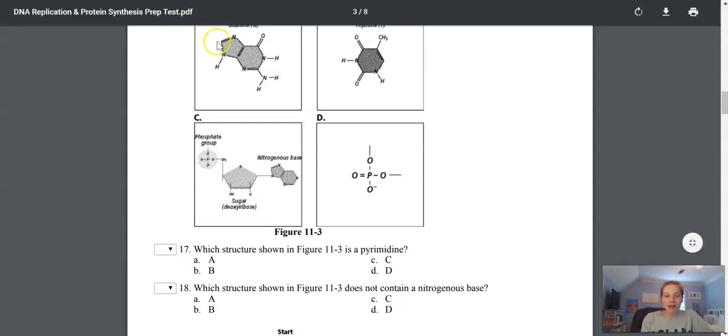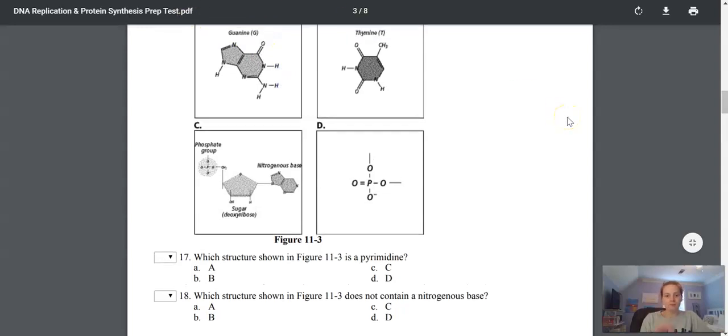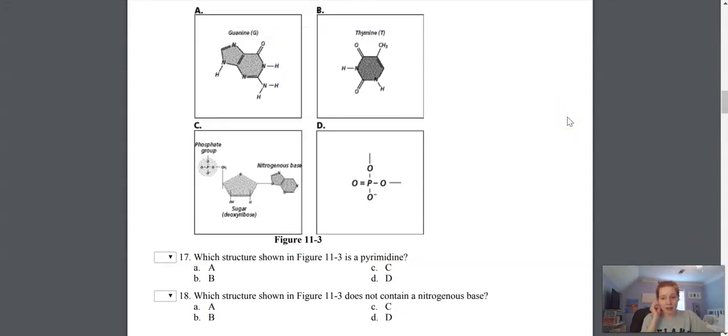If you look at A, that is the base guanine, so A is not the correct choice. If you look at B, that is the base thymine, so that's not a choice. If you look at C, that's the whole nucleotide, and part of the nucleotide is the base, so that's not correct. D is the phosphate group of a nucleotide, and it does not contain a base, it's just the phosphate group. So the answer to 18 is D.